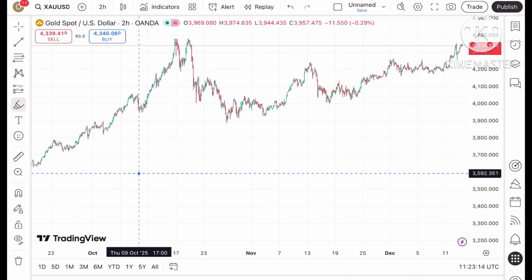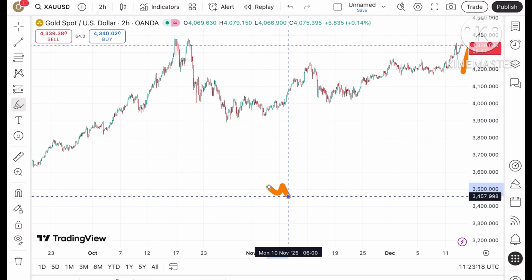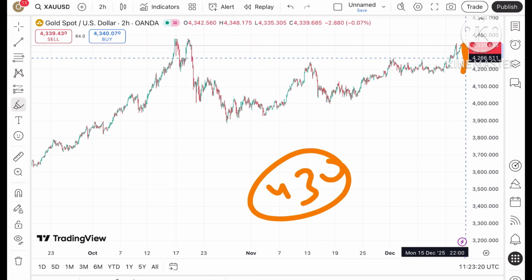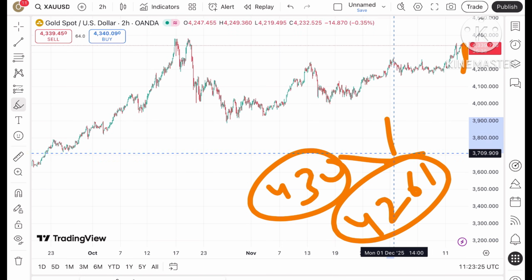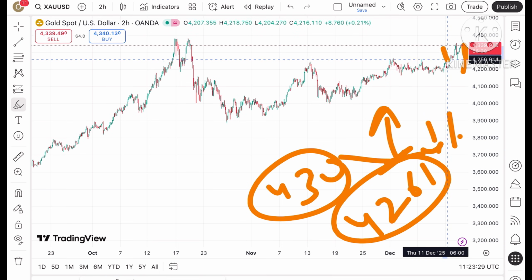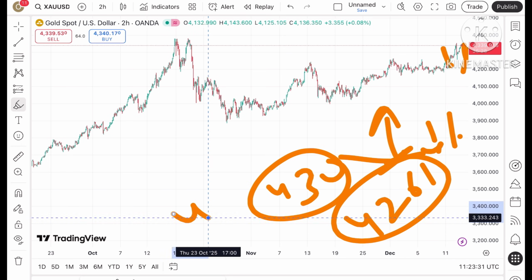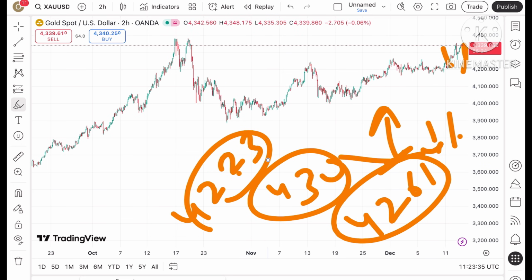But if the price starts going below a level of around 4300, then a further downfall can be seen. Then it can move towards 42.61. From 42.61, a bounce back can be there. But if the price doesn't bounce back, we can see a further downfall, and if the price goes below that particular level, we can see a level of $42.23. From there also a bounce back can be seen.